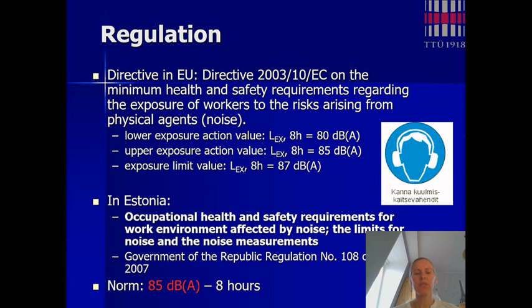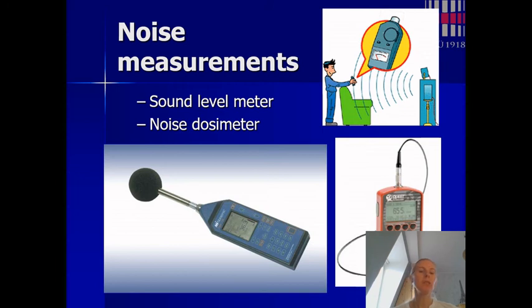So let's go to the regulation. It is important to know that the EU directive has the exposure limit value of 87 decibels, but in many other countries, the norm for 8 hours is 85 decibels. This is also for Estonia. We can do noise measurements with different devices. We can do technical measures with sound level meter, but we can also do measurements with noise dosimeter, where the microphone is put to the ear, and we will measure the dose for the whole working day. You, with Sigrid in the practical classes, will do the technical noise measurements with sound level meter.